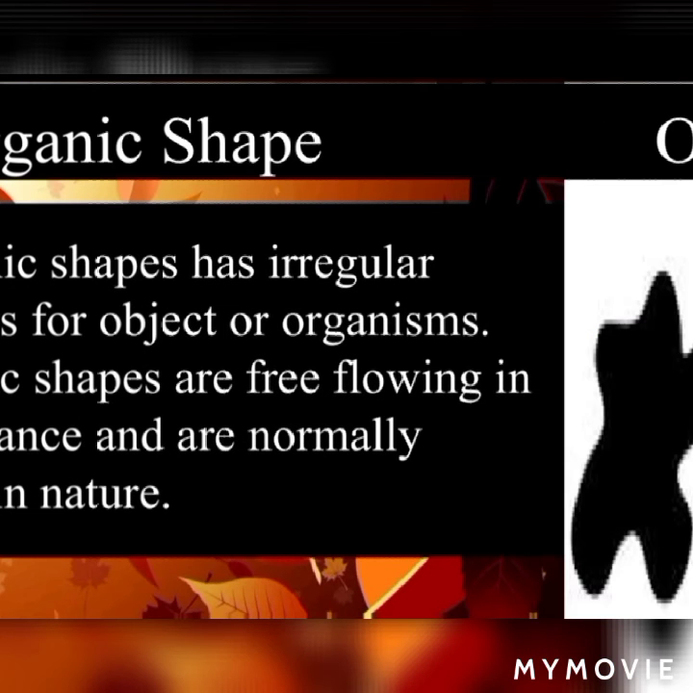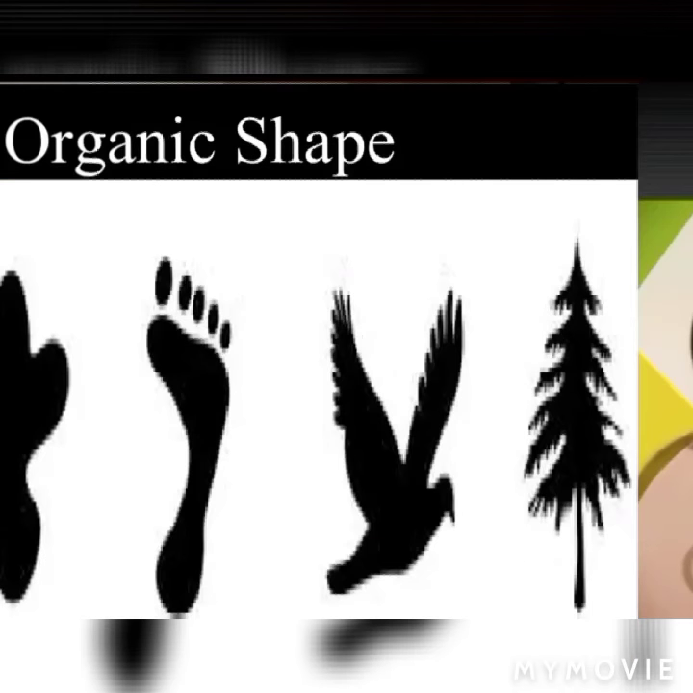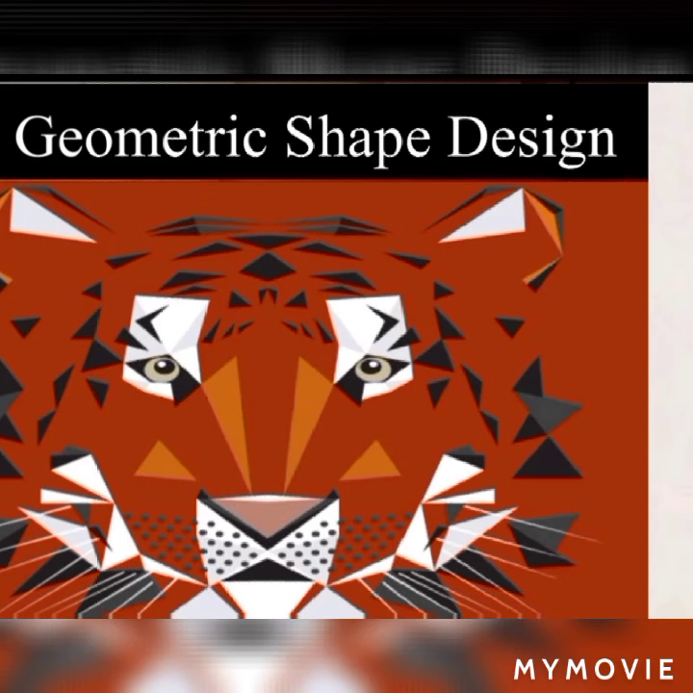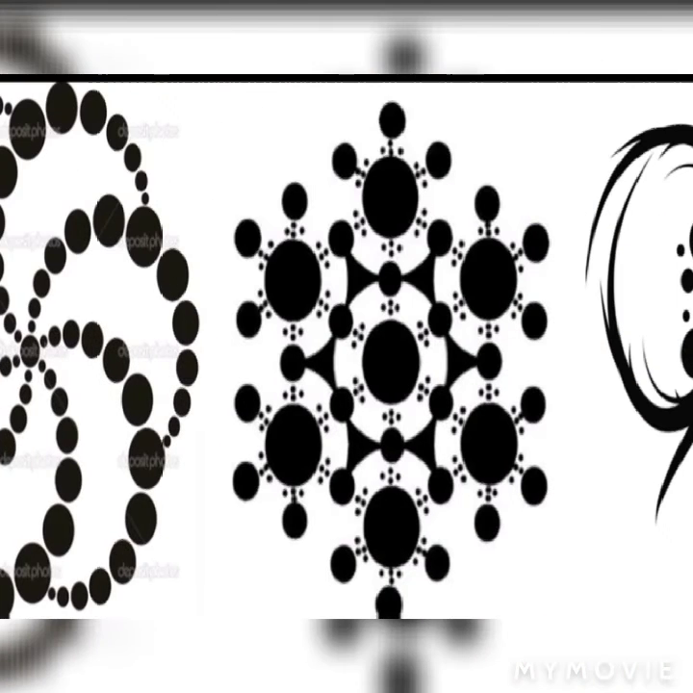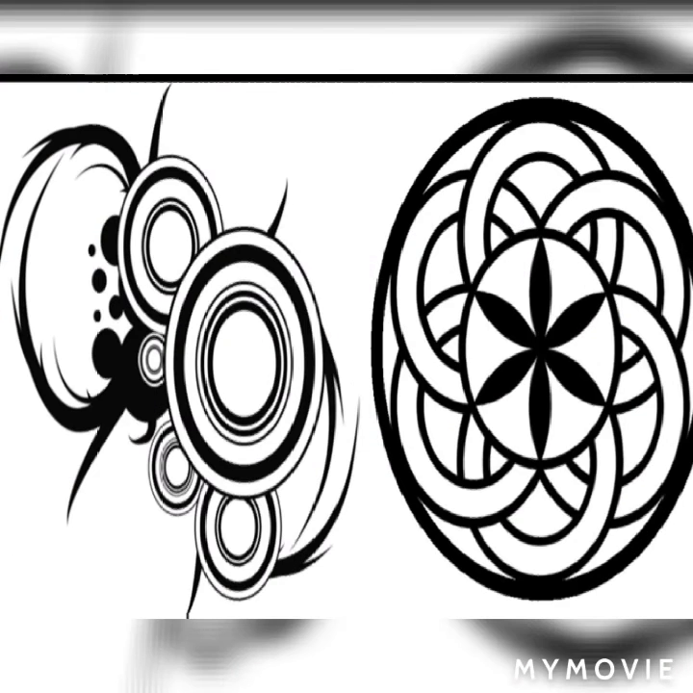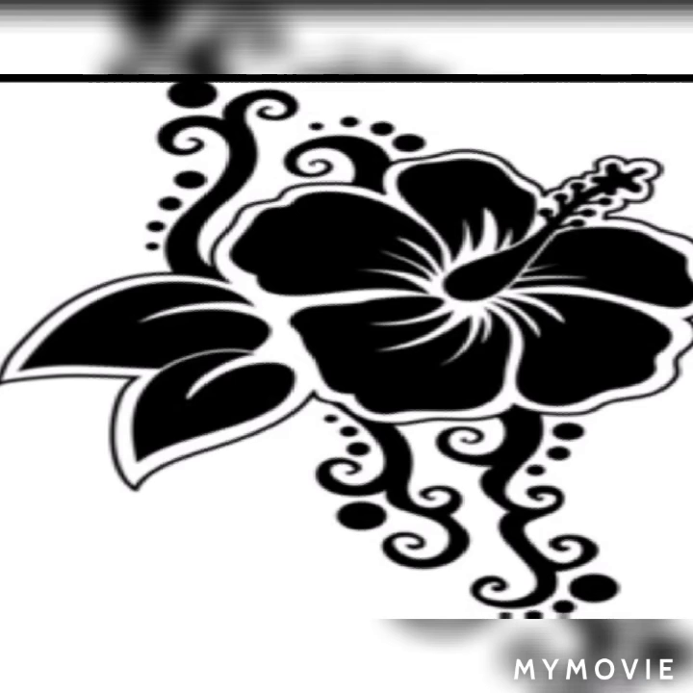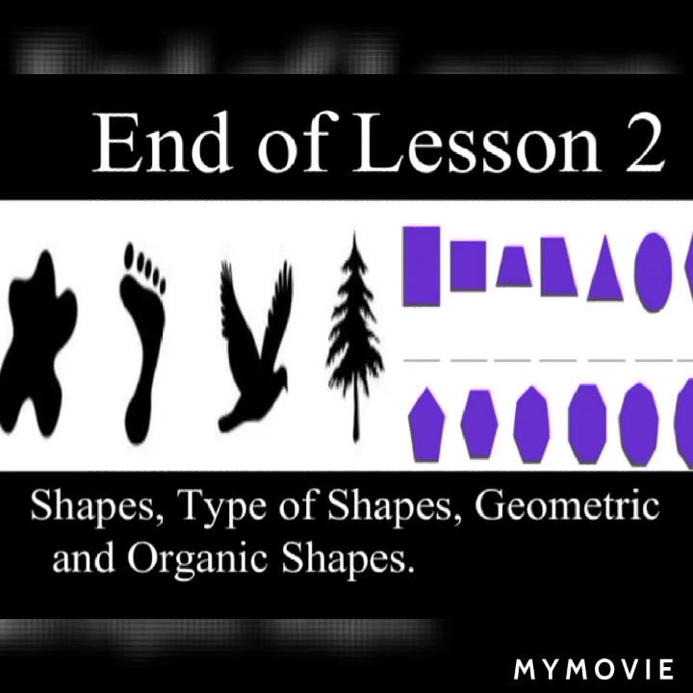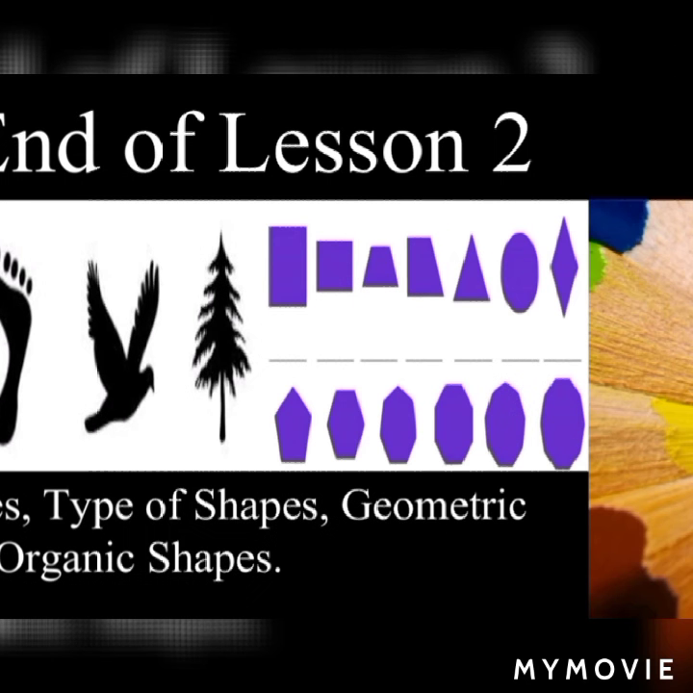Then we have organic shapes. Organic shapes have irregular outlines for objects or organisms. Organic shapes are free-flowing in appearance and are normally found in nature. These are some examples of shape designs, which are made by geometric shapes and organic shapes. So now we end lesson 2, that is shapes. We have studied different types of shapes, organic shapes, geometrical shapes and their relation.